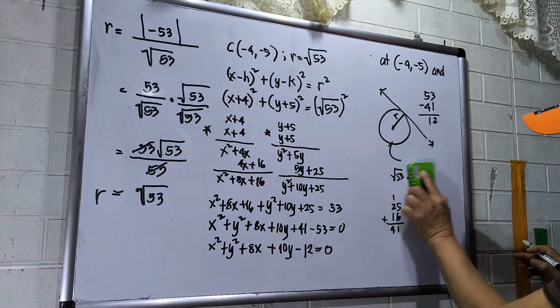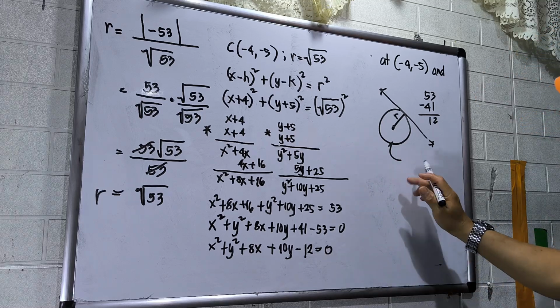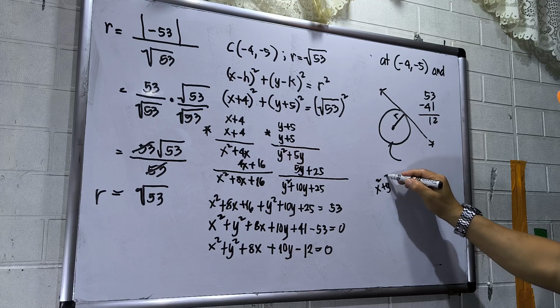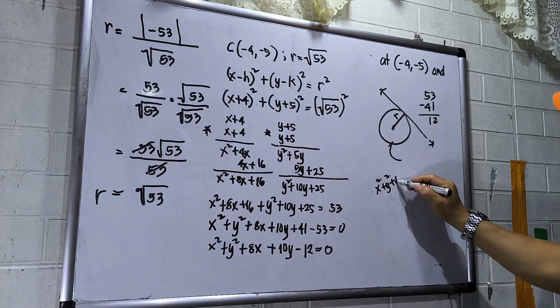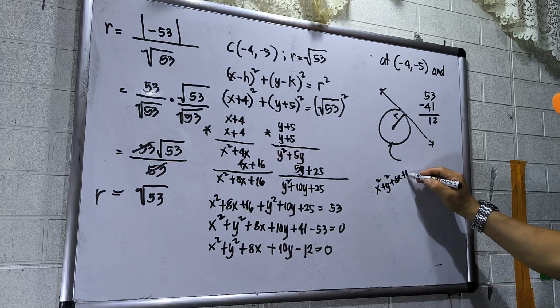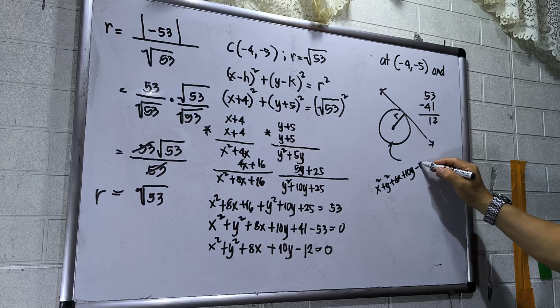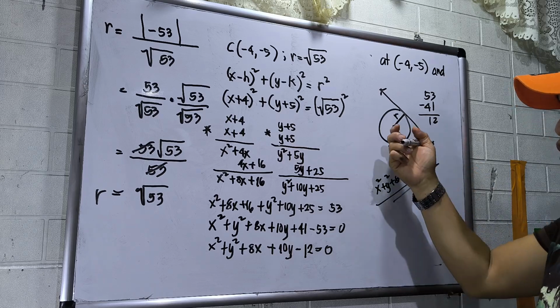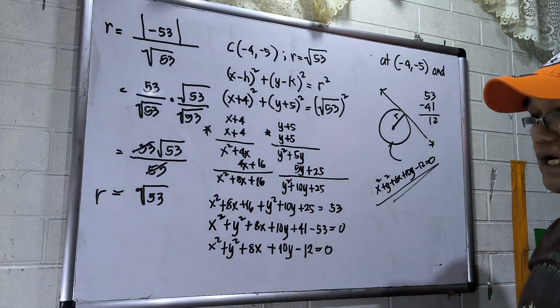So the equation of the circle is x squared plus y squared plus 8x plus 10y minus 12 is equal to 0. So this is now the answer for the equation of the circle.